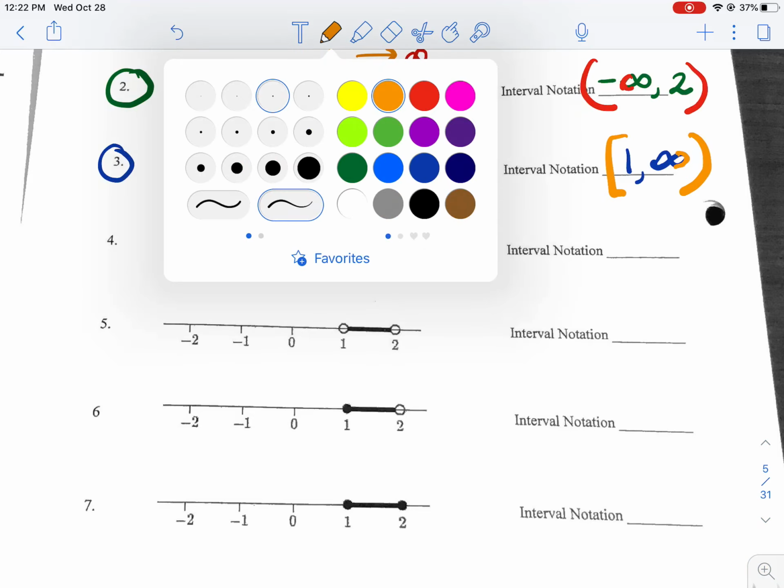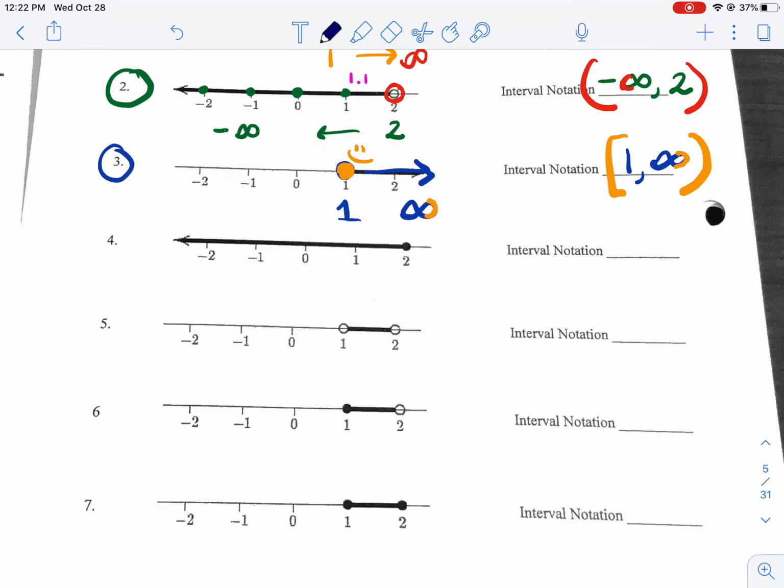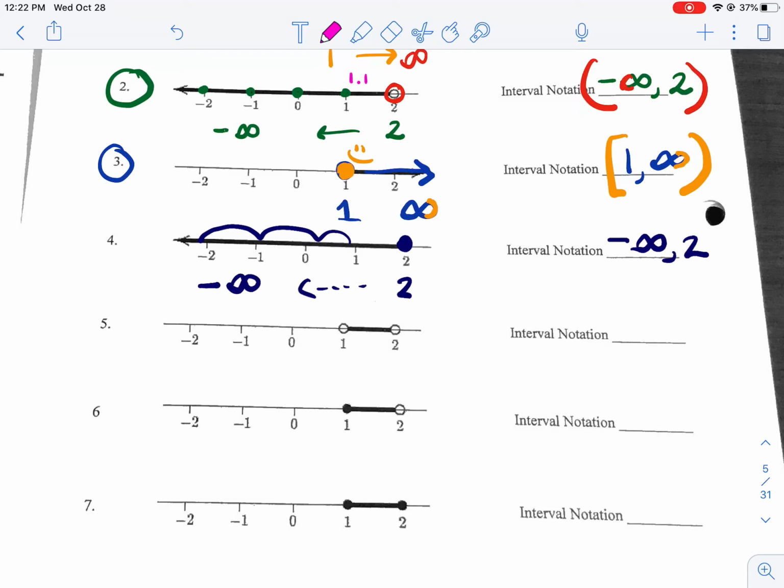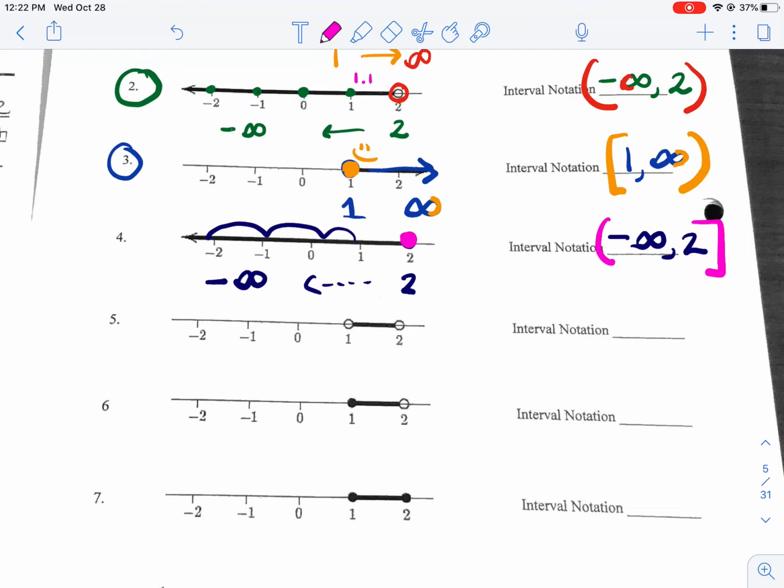Let's look at the next one. We have a closed circle at 2, and if I keep following this along, I'm going to negative infinity. Make sure negative infinity always comes first, and then 2. So negative infinity to 2, I'm going to put a curvy bracket here, and since the 2 is filled in, I'm going to put a square bracket there.